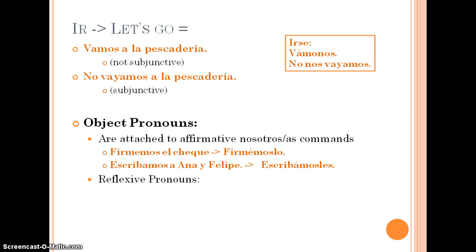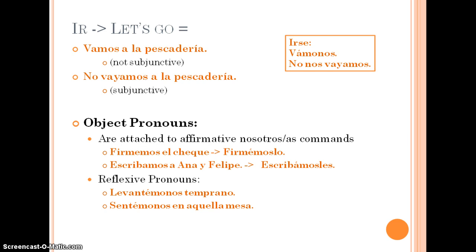Reflexive pronouns, just like with irse, you are going to put the nos onto the end of your affirmative command. However, with reflexive pronouns, you will take off the s in the ending of the subjunctive ending and then put the nos. So let's get up early. Levantémonos temprano. Let's sit at that table. Sentémonos en aquella mesa.